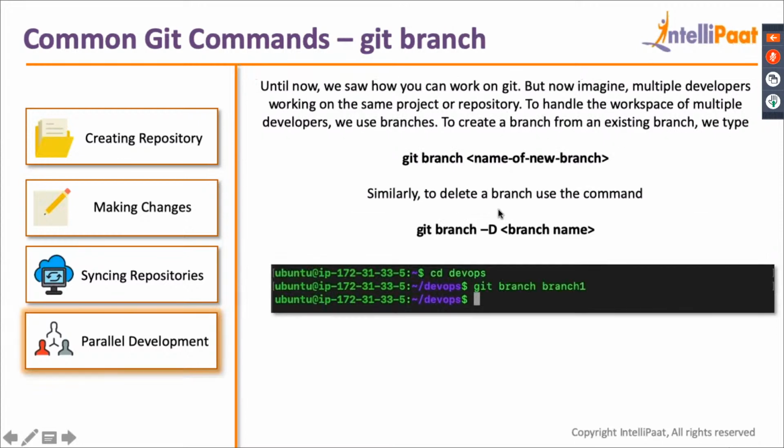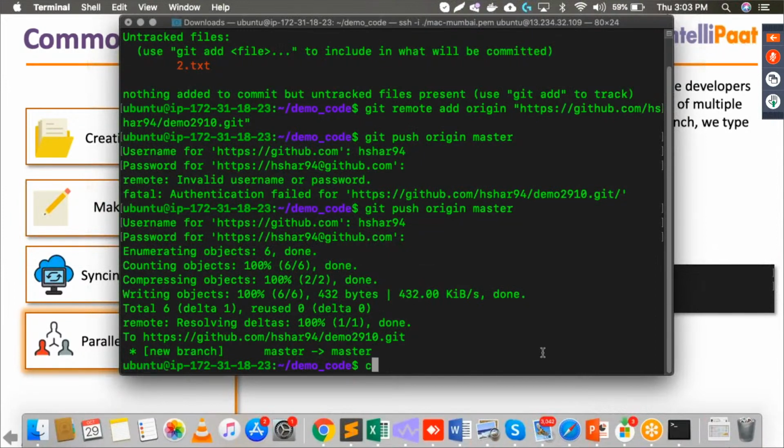Okay. If you want to create a new branch in Git, the command is git branch. So let me come back to my terminal and let me show you how that works.